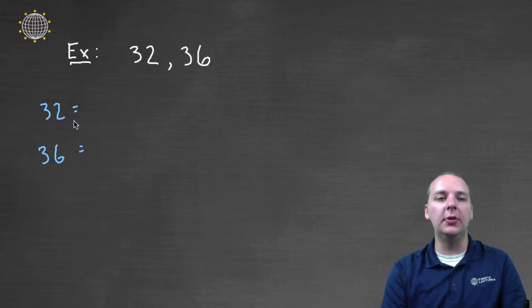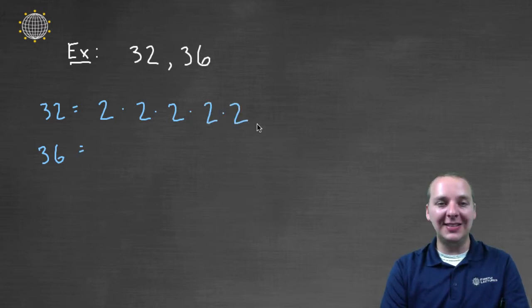Let's start with 32. 32 is 2 times 16. But 16 is composite. It's not prime yet, so let's factor 16. 16 is 2 times 8. But 8 is 2 times 4, and 4 is 2 times 2. So this is the prime factorization of 32.